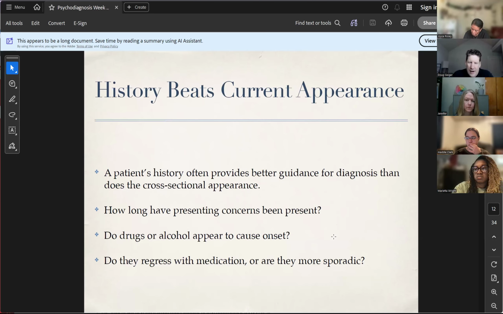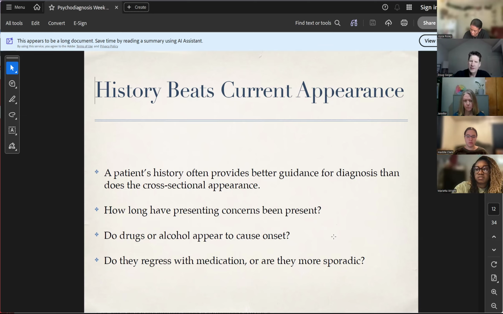Okay. I like this part here where it says a patient's history often provides better guidance for diagnosis than does the cross-sectional appearance. So that's why I like these biopsychosocial things of doing a history report with them and asking all of these questions that will help you. It could be, what was your environment like growing up? If you're looking at attachment issues in individuals, what was that environment growing up? How did individuals within your family handle conflict? What was that environment like?